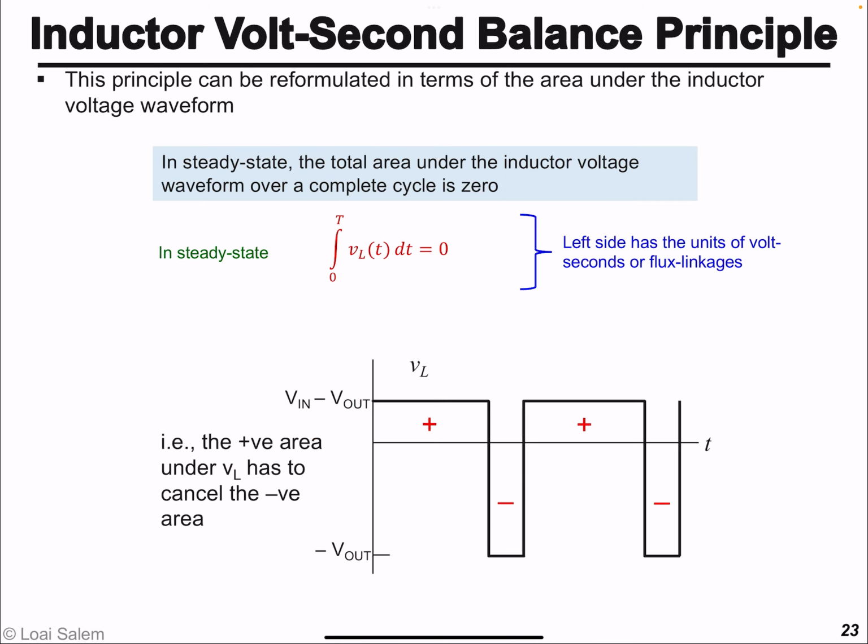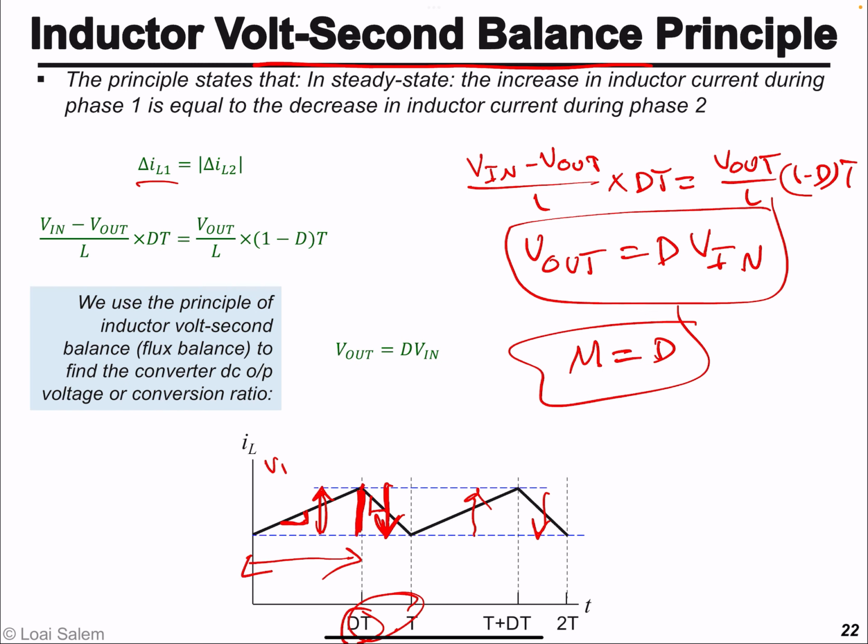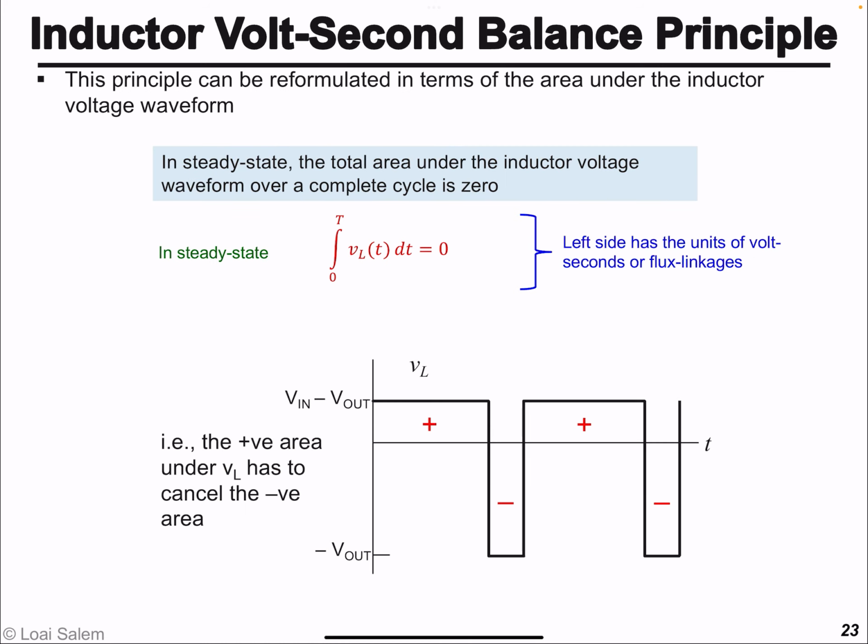current. And by the way, another way to state the inductor volt second balance principle is via the integration of the voltage across the inductor. So one expression states that in steady state, the increase in the inductor current must equal the decrease in its current. Another way to state it is using this integration, that the integral of the inductor voltage waveform across one complete cycle must equal 0.